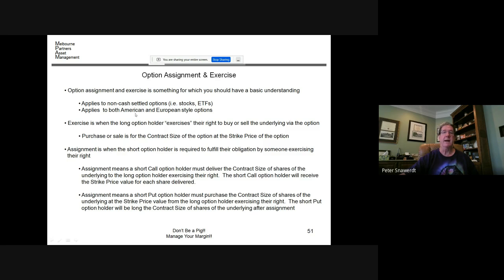Under American style options, that can happen at any time, up until expiration. I heard something here that actually under an American style option, they had some right to exercise after expiration too. I'd have to go look at the specific contract to see whether or not that was true.